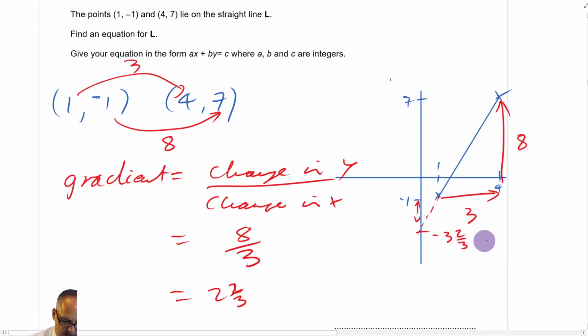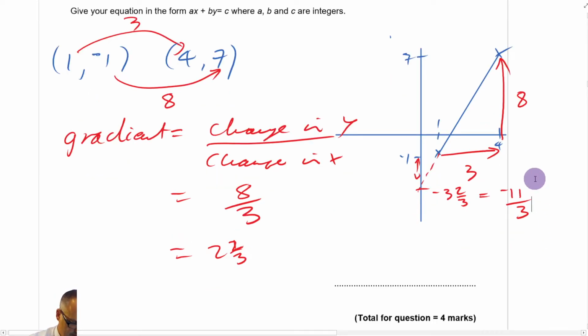Now I like to write it as a single fraction. That is equal to 3 times 3 is 9. That's going to be minus 11 over 3. So my equation, there's my gradient here, 8 over 3. So y equals m, 8 over 3, times x, plus where it crosses the y-axis, minus 11 over 3.